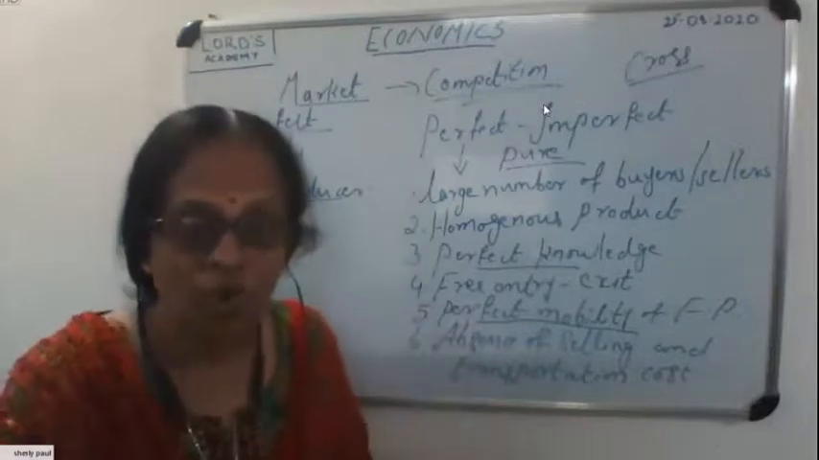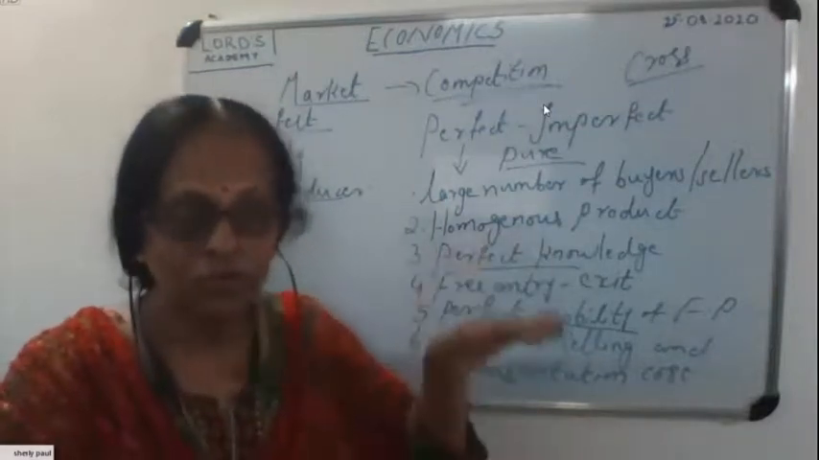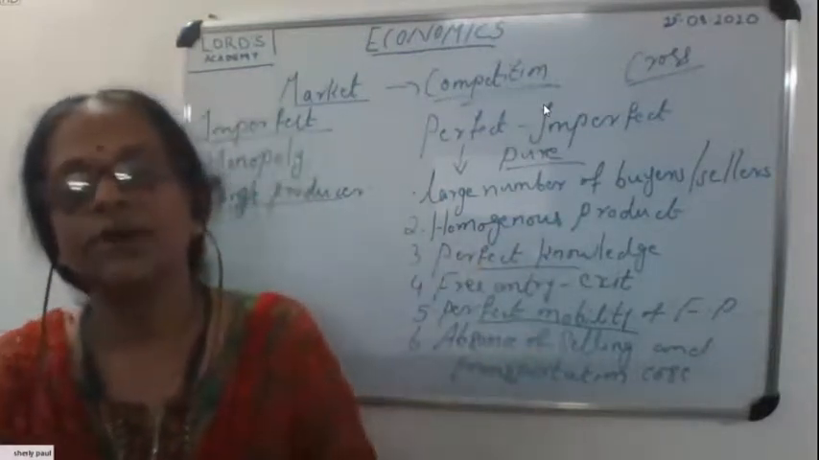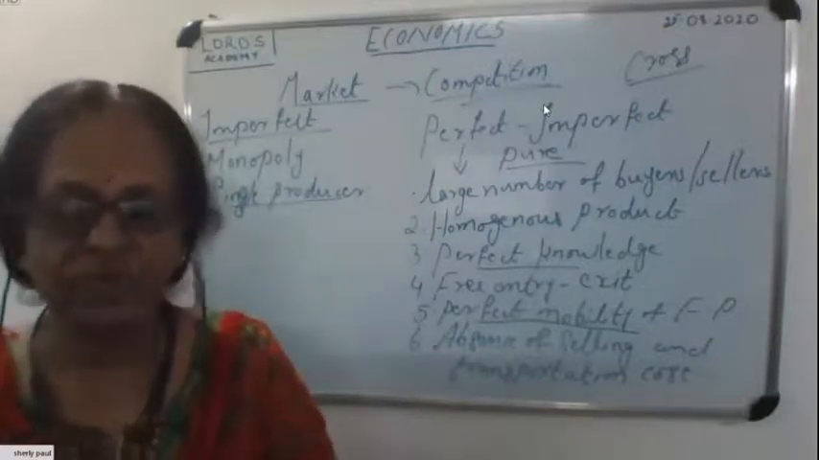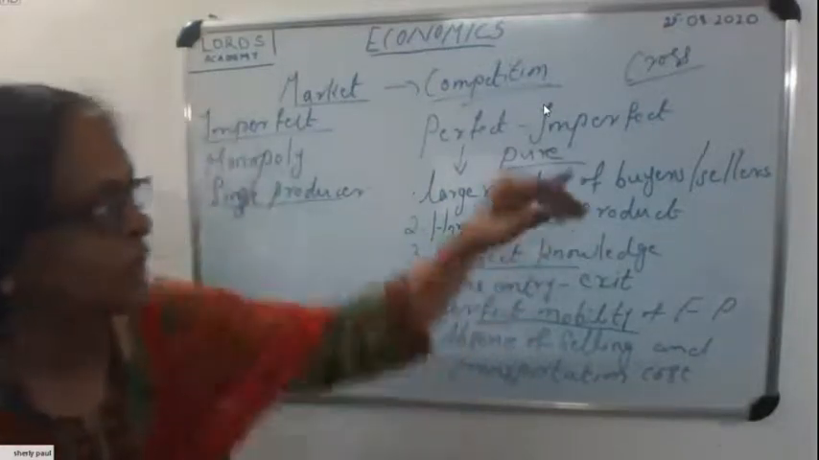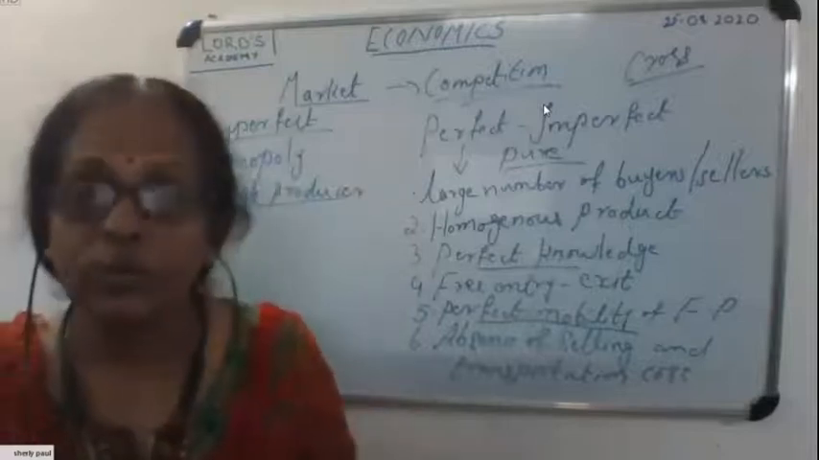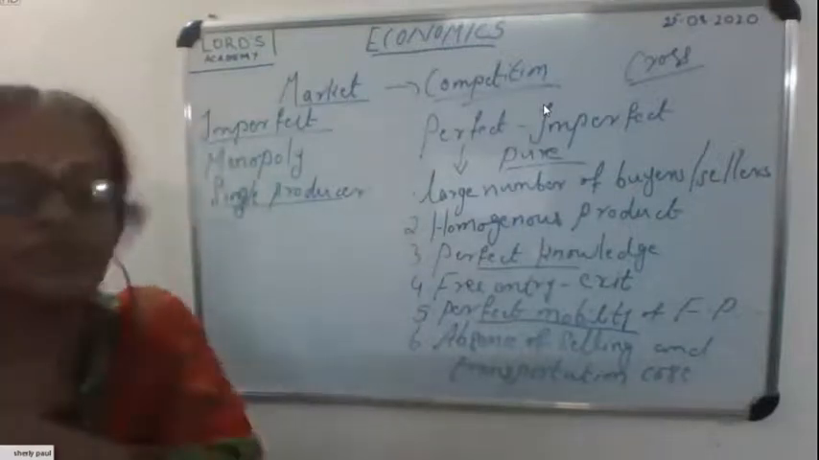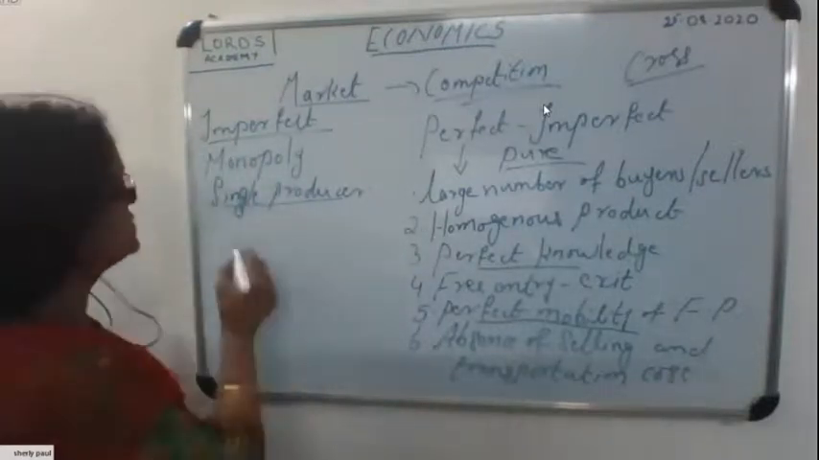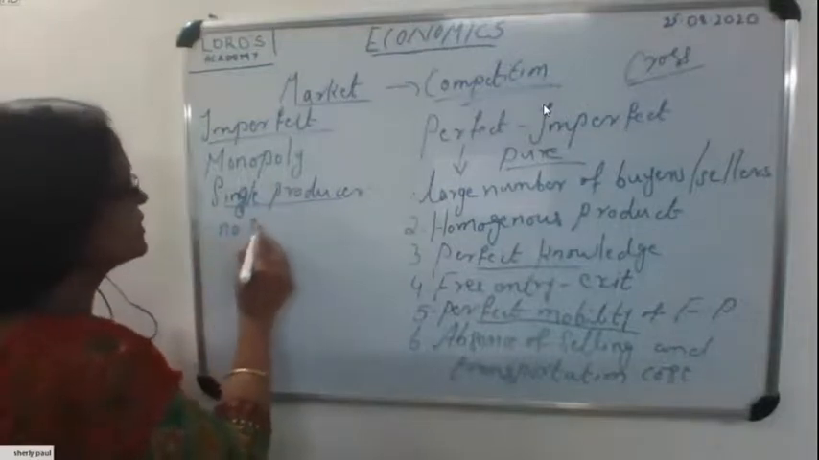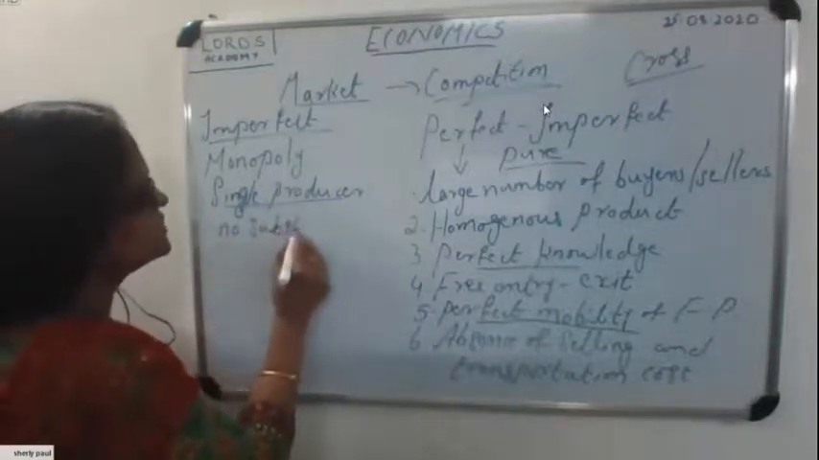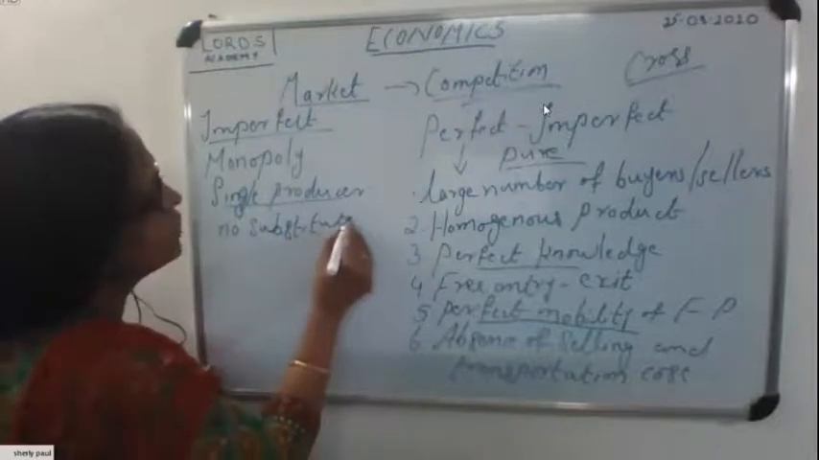Because if the price of coffee is increasing, the demand for coffee decreases, but the demand for tea increases. In such a way, cold drinks also, when we are taking, that cross elasticity is not at all there because there is no close substitute. That second point is no close substitute. These are the characteristics of monopoly.